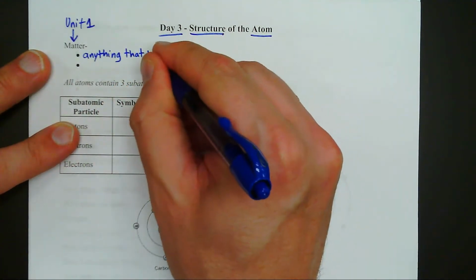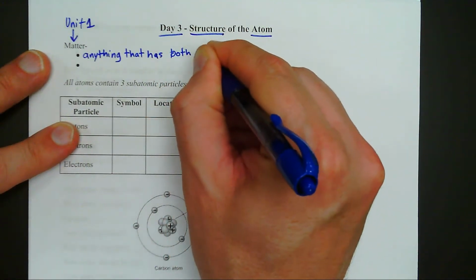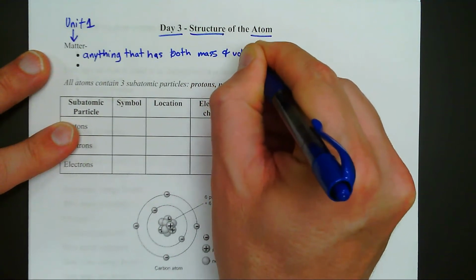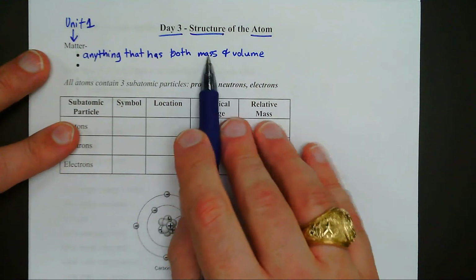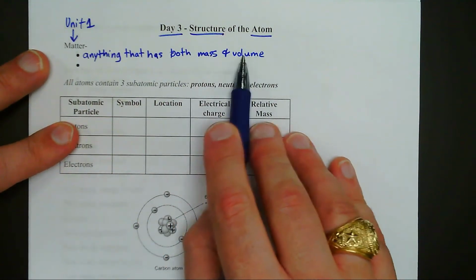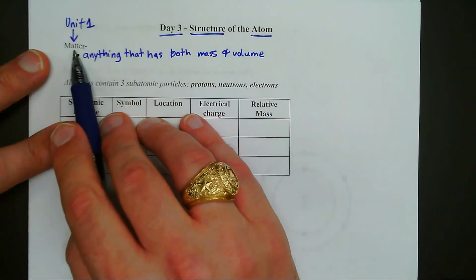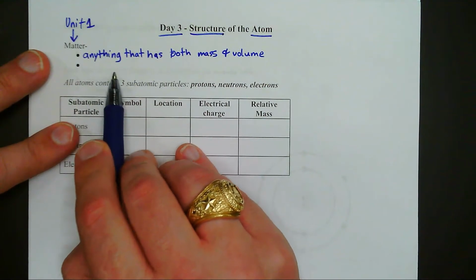has both mass and volume. So it's anything that basically consists of stuff and anything that takes up space. All right, it means it has both mass and volume. That's considered matter. Now, here's the second part that we're going to add to this unit.